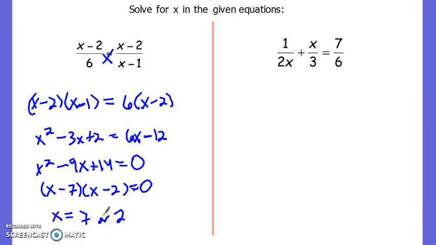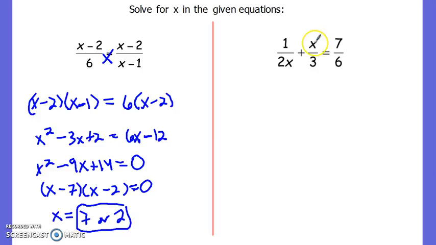And then remember to check your answers. Remember, the biggest thing we're looking for is, would either of our numbers make the denominator 0, or do they just flat out not make sides equal? Well, 7 minus 2 is 5/6, and 7 minus 2 on the right side would be 5, and again, 7 minus 1 is 6, so 5/6 equals 5/6 works. And 2 wouldn't make x minus 1 0, but it would make the top of each fraction 0. So 0/6 equals 0 over 1, 0 equals 0. Both answers do end up working.